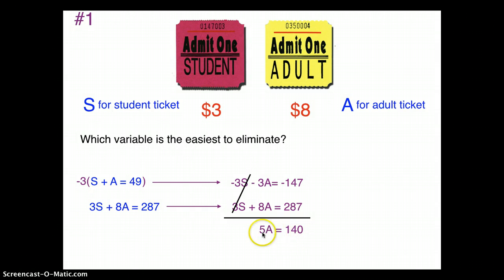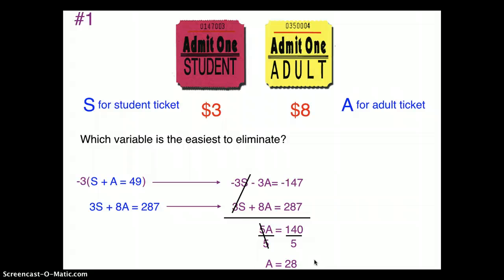Next step is I need to isolate my A, so I need to get rid of the 5 by dividing both sides by 5, leaving me with A equals 28. Technically, right now, we could use common sense and ask ourselves, how many tickets were sold in all? Well, there was a total of 49 tickets. If 49 tickets were sold and 28 of them were adult tickets, some of you might be able to tell me right away how many student tickets were sold.